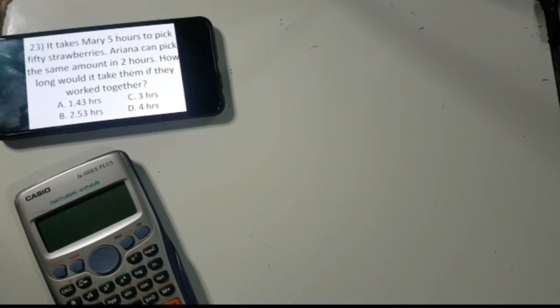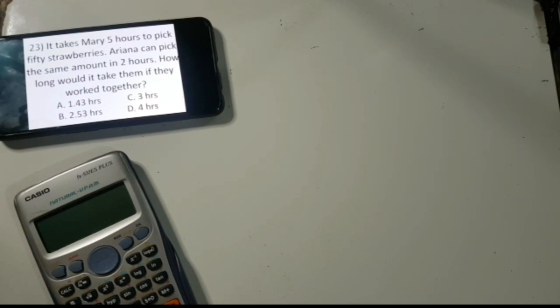Next. Punta tayo sa work problem. It takes Mary 5 hours to pick 50 strawberries. Ariana can pick the same amount in 2 hours. How long would it take them if they work together? By the way, kung nakita nyo to sa previous video ko about sa Gen Ed, sa actual board exam, makaka-encounter po kayo doon ng Gen Ed math question na nasa MAJORSHIP math question. Okay? So, actually, na-encounter ko yun. Kaya, pinapakita ko sa inyo yung totoong nangyayari during board exam.